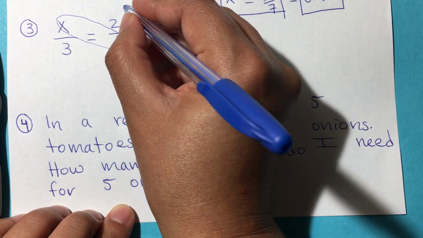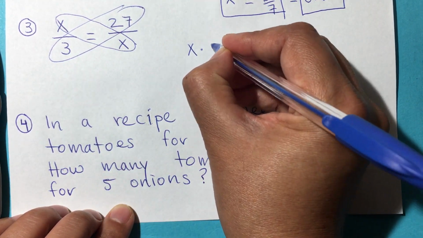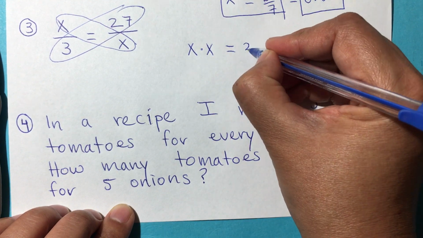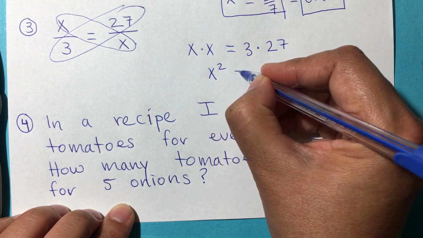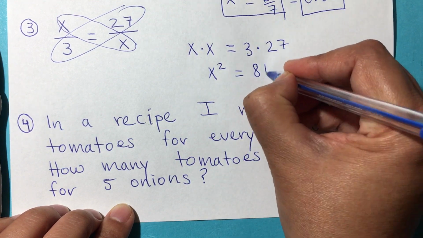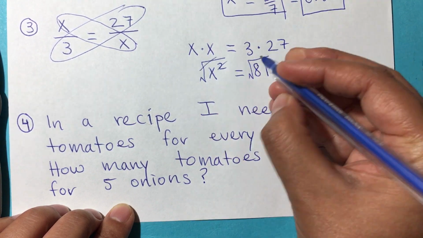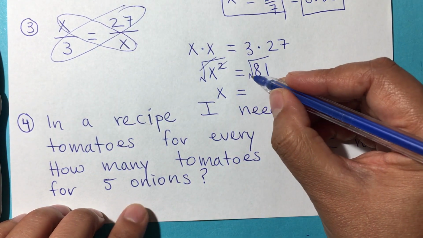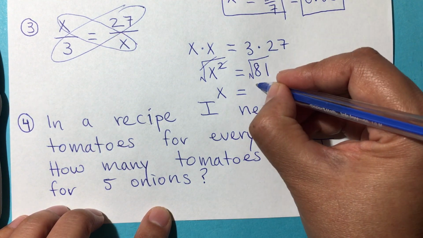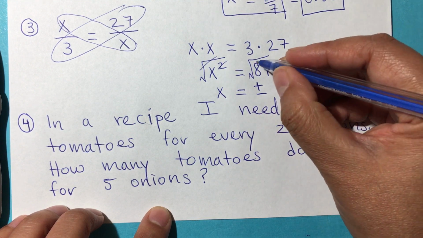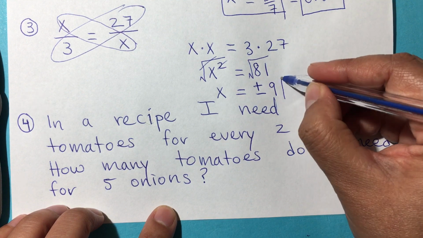Number 3, same thing. X times x equals 3 times 27. X times x is x squared. 3 times 27 is 81. We take the square root of both sides, and x will be, remember that whenever we take the square root in an equation, it's always positive and negative. The square root of 81 is 9. So positive 9 and negative 9 are possible answers.